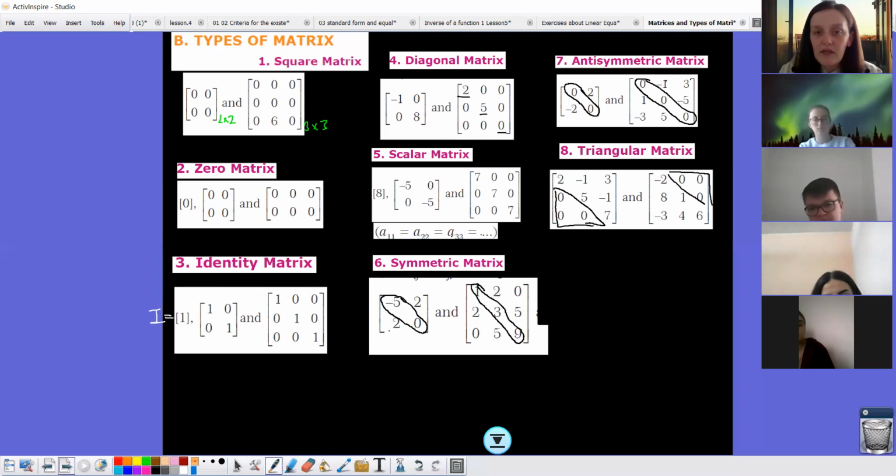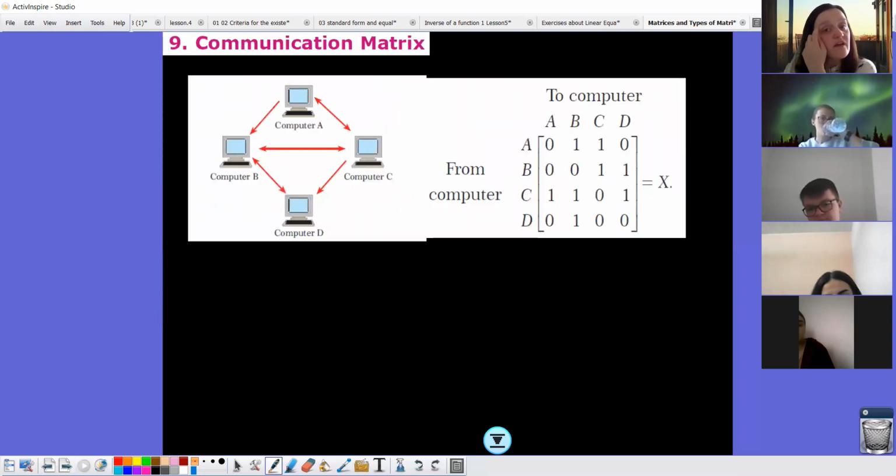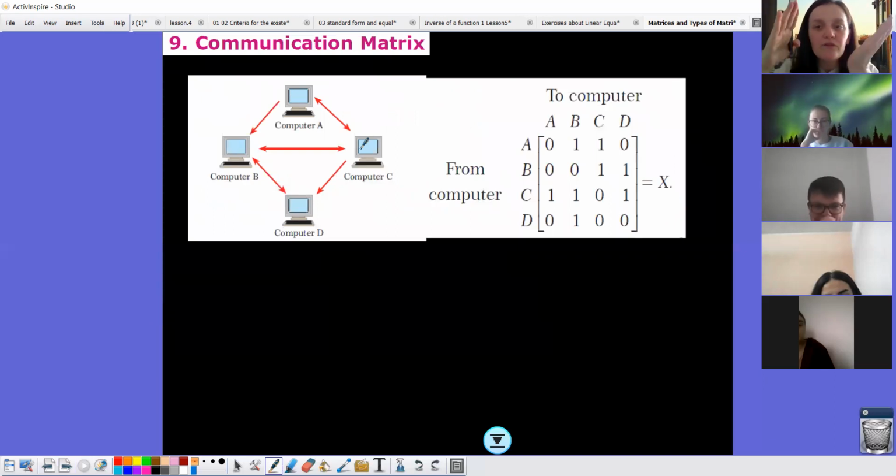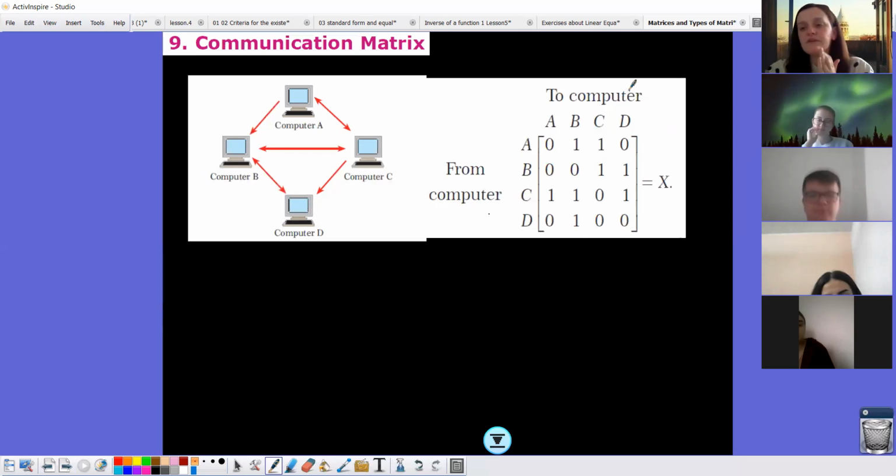Now, if it is okay, we have one more, the ninth one, the communication matrix. Look, a figure is given to you and you need to write it as a matrix. Here there are some connections between the computers. When we write this as a matrix, the rows will be from, the columns will be to. How many computers do we have? Four: A, B, C, D.